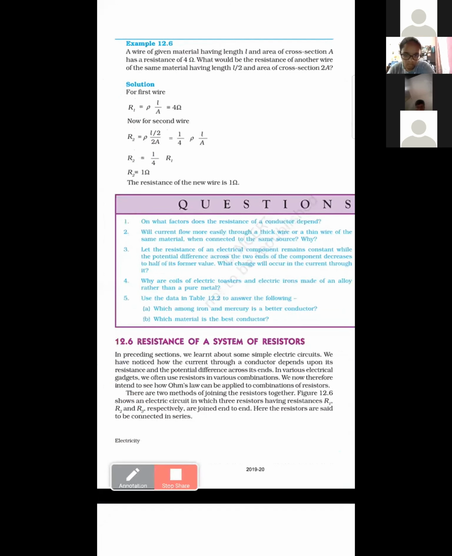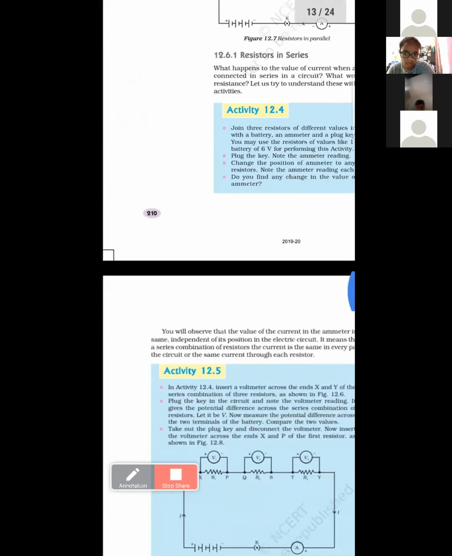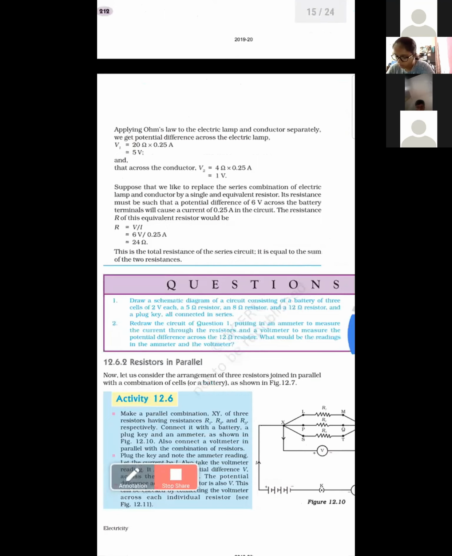Depending upon the resistivity, fifth question: which among iron and mercury is better conductor? You can check the table of resistivity and find it out. Whose resistivity is less, that is the better conductor. Now come to the next one also. This also, 12.7 you can do. Examples, and these questions also.